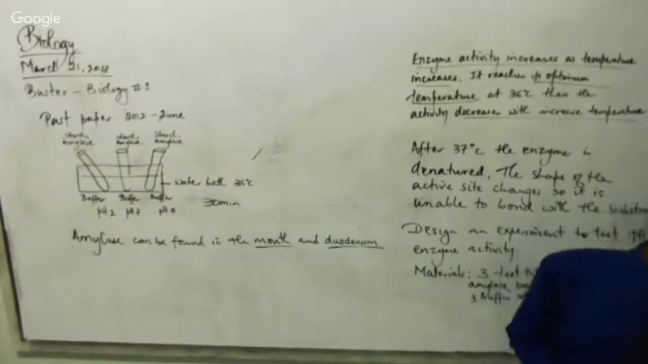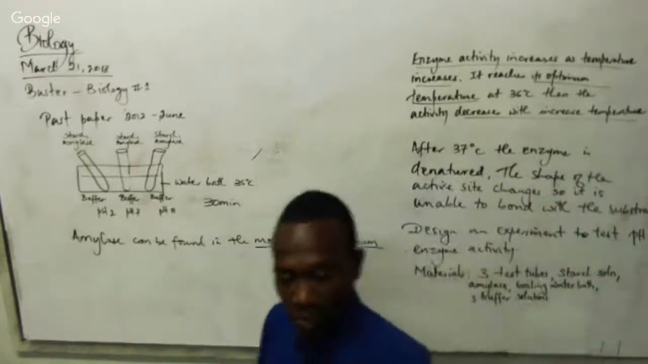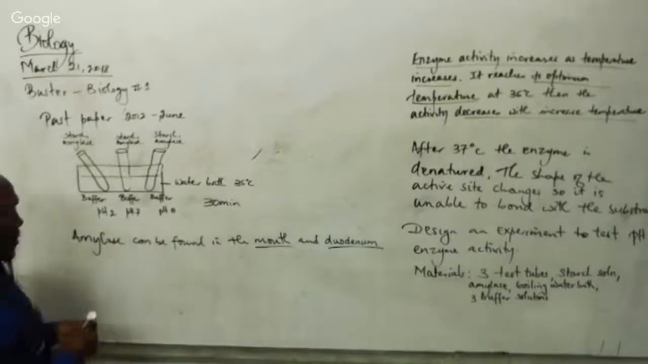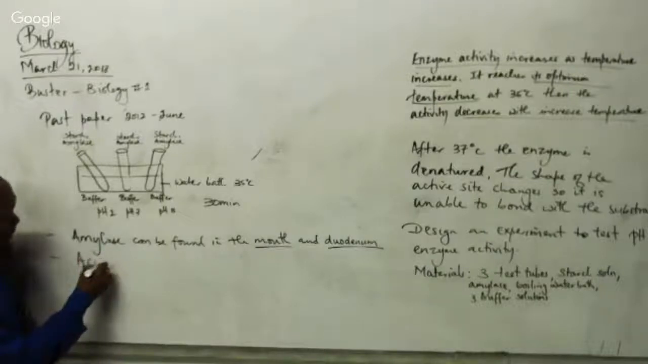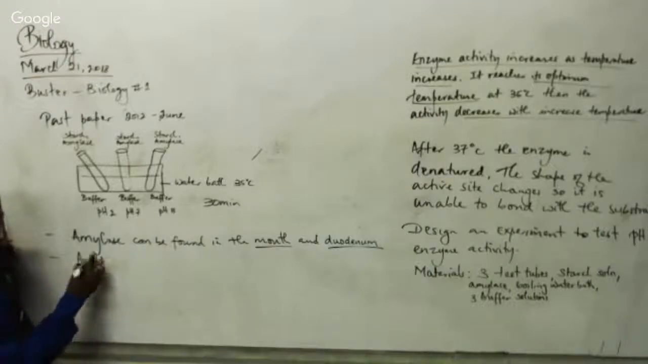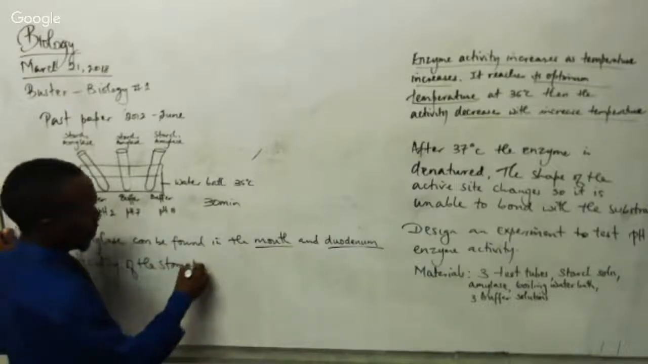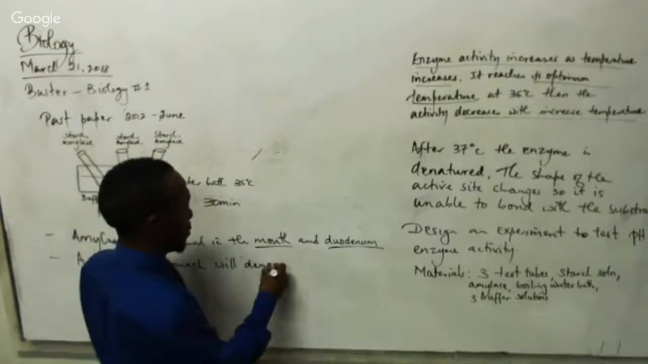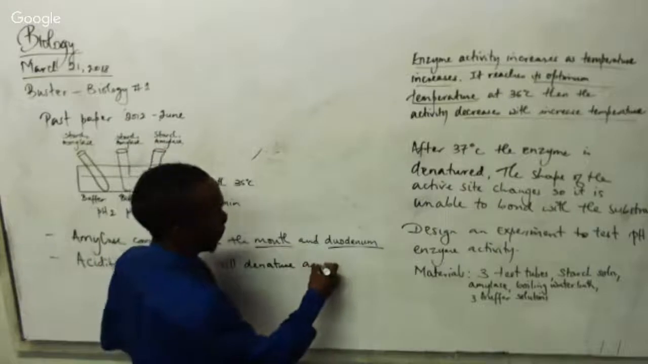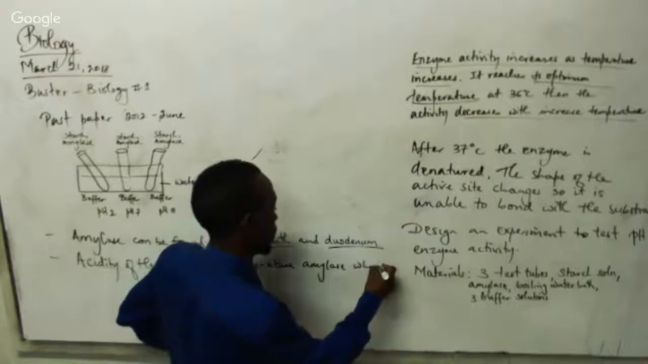Explain why the digestion of starch stops when food reaches the stomach. That is easy: acidic conditions. The acidity of the stomach will denature amylase, which is swallowed.